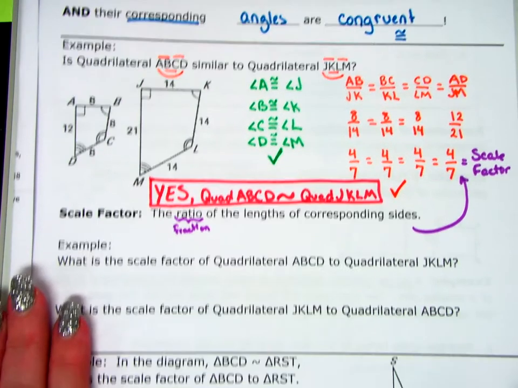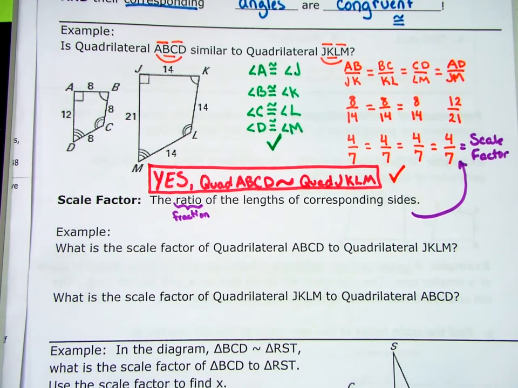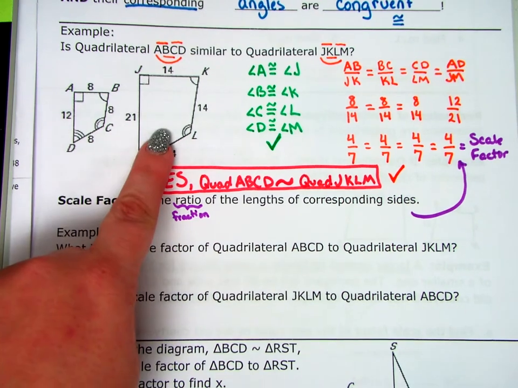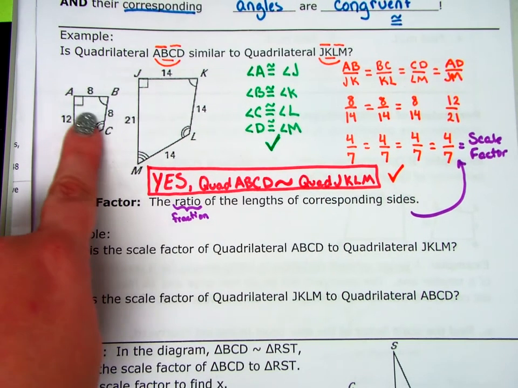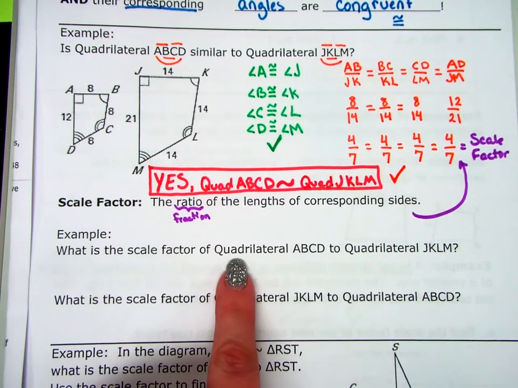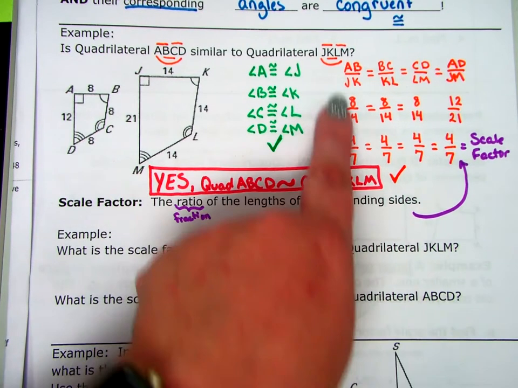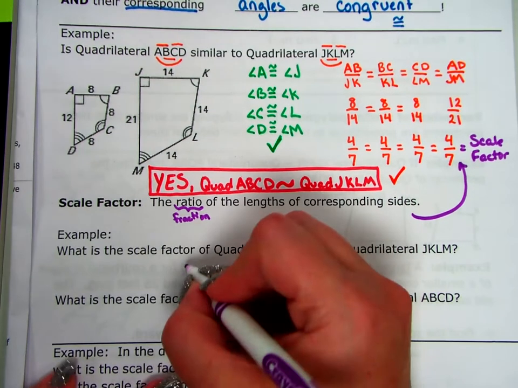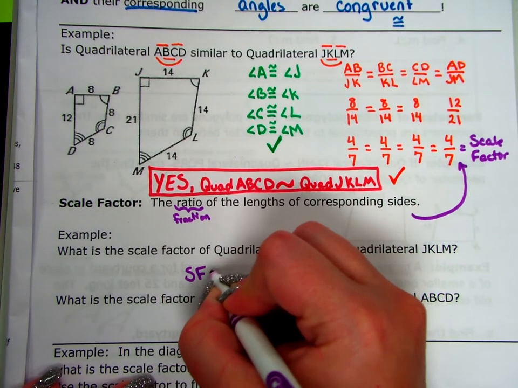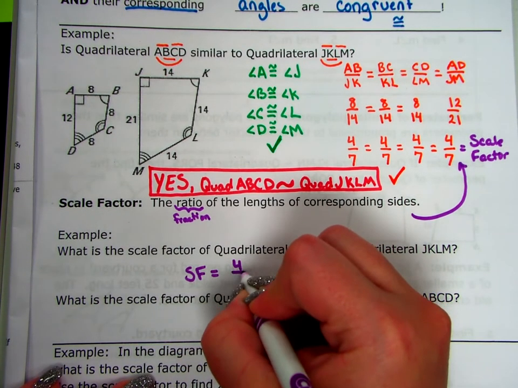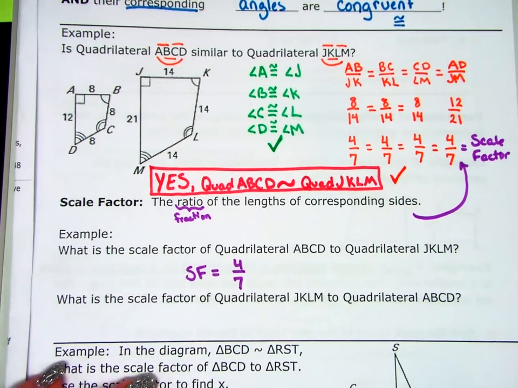Okay? So on my examples, when it says, what is the scale factor of quadrilateral ABCD to quadrilateral JKLM? So this one to this one. Well, we already did this figure on top for this figure, ABCD to JKLM. So we already know the answer. The scale factor is 4/7, or 4:7.